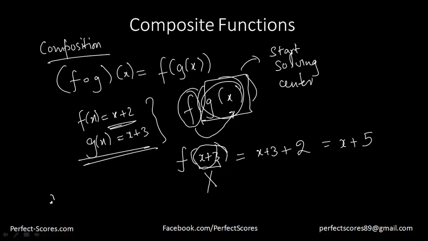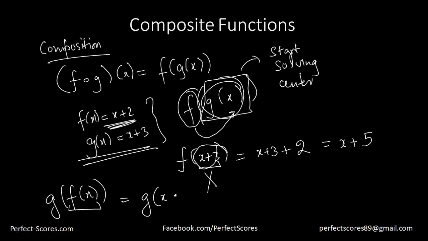Let's suppose I want to do g of f of x. Then I'll first write f of x, which is going to be x plus 2. So that is going to be g of x plus 2. And then if I find g of this, it is going to be x plus 2 plus 3, which is again going to be equal to x plus 5. So I hope you're able to understand what I'm trying to say here, guys.